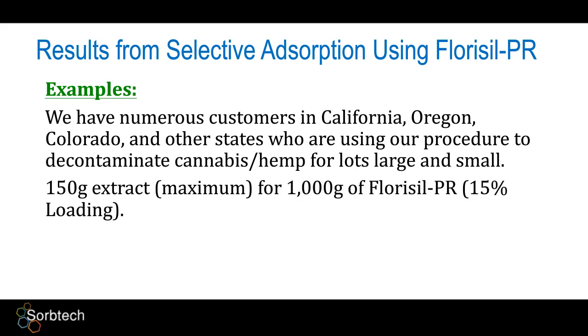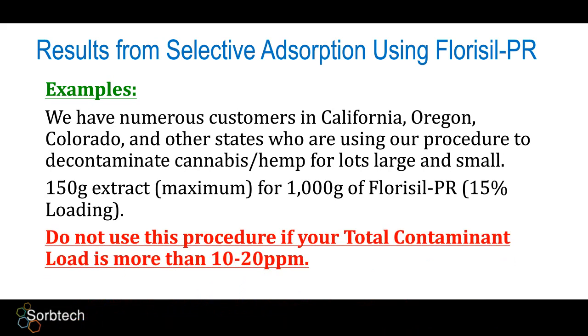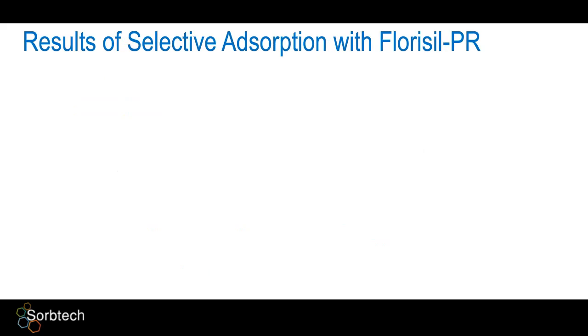Now, 10 to 15% is the maximum that you can load on it, or about 150 grams for a kilogram of Florisil PR. Now, do not use this procedure if your total contaminant load is more than 10 to 20 ppm. Florisil simply doesn't have the capacity to absorb too much without regeneration. So you'd have to pass it through over and over again.